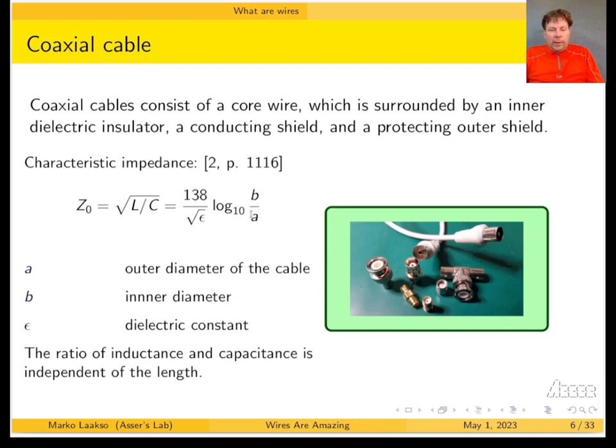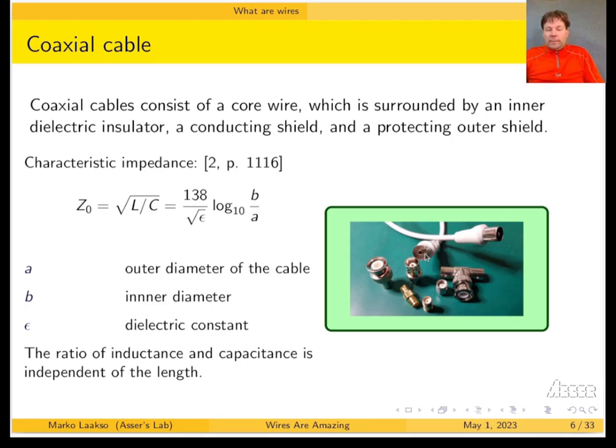And another important thing is that the impedance is dependent on the dimensions of the inner core and the outer core. So basically, what's the width of this dielectric insulator in between, and that also already suggests the fact that the signal propagates in the space in between those two conductors.